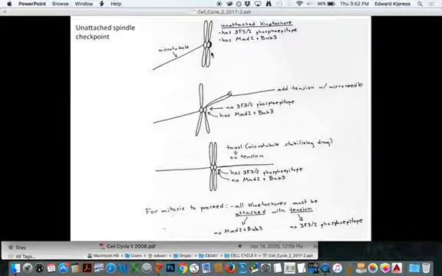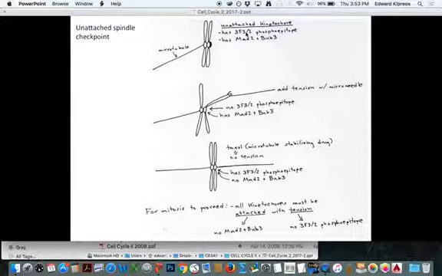Are you talking about like this? Yeah, so this is an unattached kinetochore. Basically, all chromosomes are not going to be attached to microtubules initially. And what happened here is maybe this is the last chromosome, and a microtubule is attached on this side, but hasn't attached on this side yet.